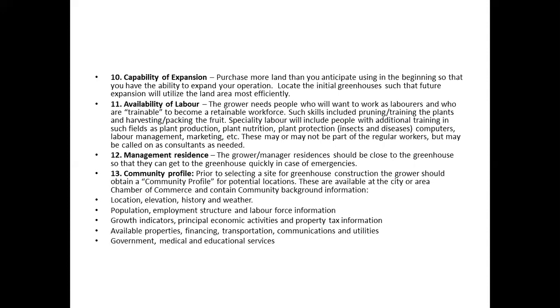Okay, so next, capability of expansion. Purchase more land than you anticipate using in the beginning so that you have the ability to expand your operation. Locate the initial greenhouses such that future expansion will utilize the land area most efficiently. Availability of labor. The grower needs people who will want to work as laborers and are trainable to become a retainable workforce. Such skills include pruning, training the plants, and harvesting, packing the fruit.